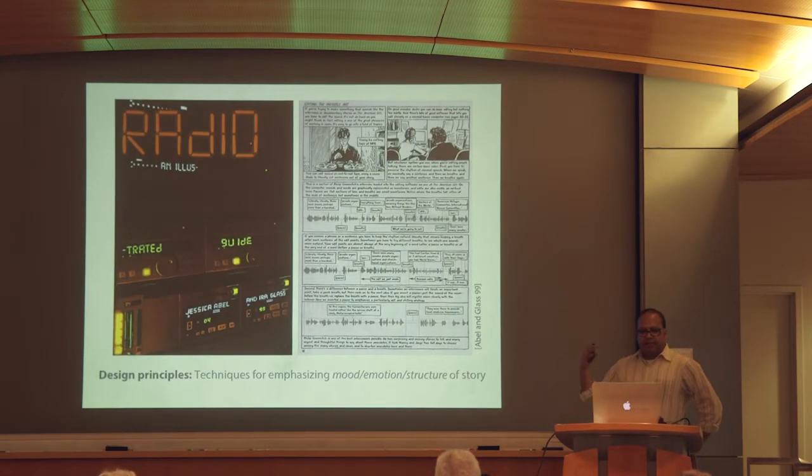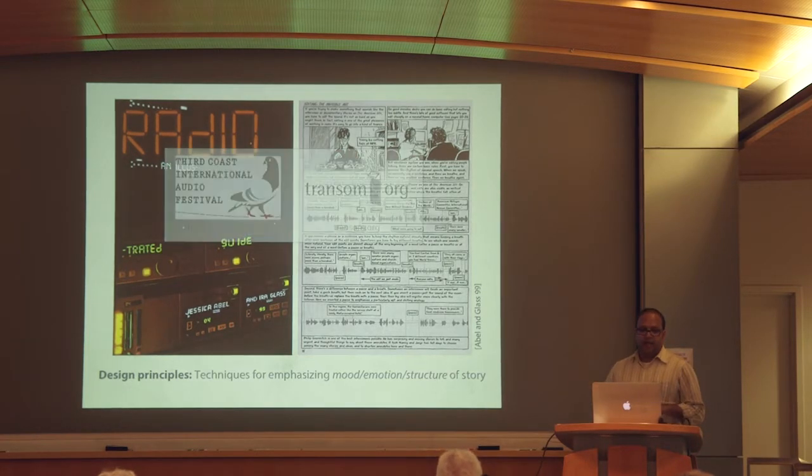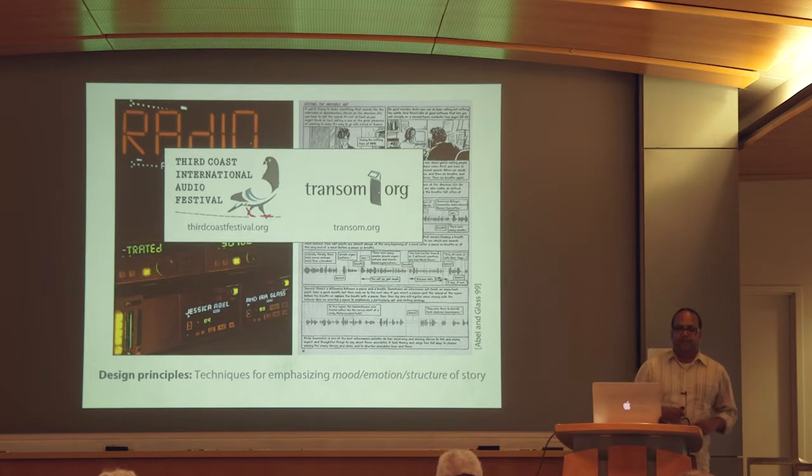Along the way, while I was working with them, I also found some published resources, like this book from the creators of This American Life, and websites that describe design principles for effective audio storytelling. And these are editing and production techniques that the producers use to emphasize the mood, emotion, or narrative structure of a story. For instance, think about how the musical score serves to highlight the speech in this example.